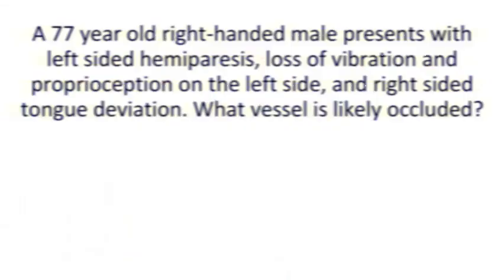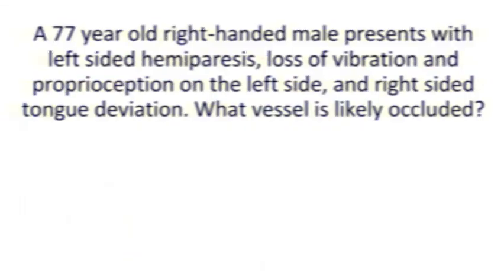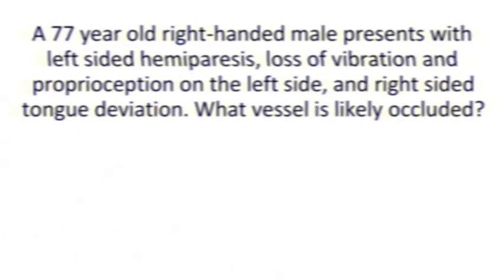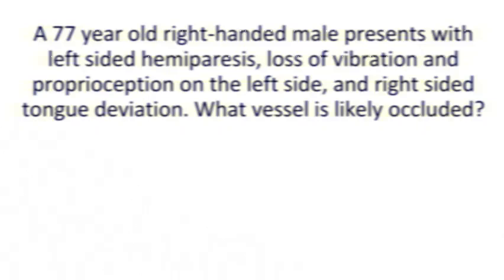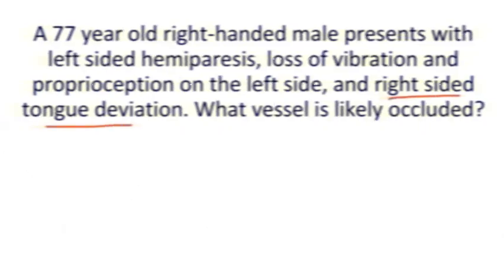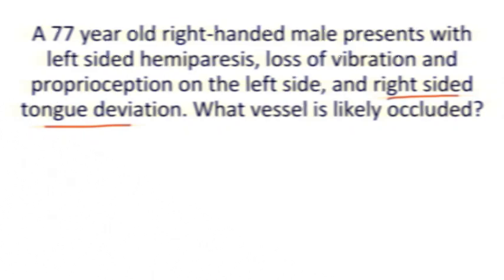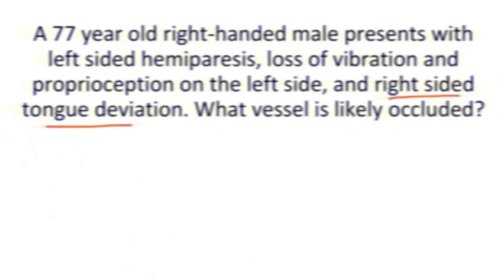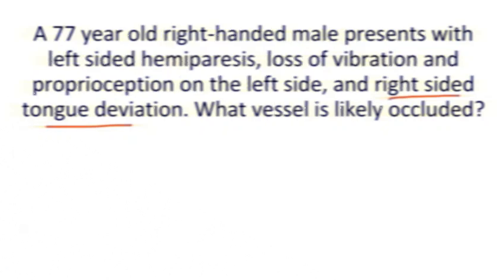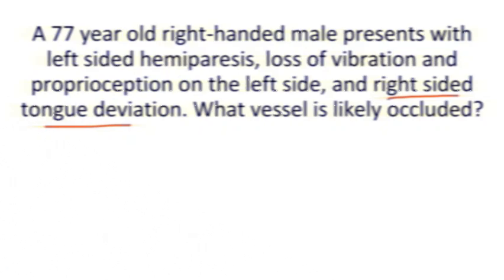A 77-year-old right-handed male presents with left-sided hemiparesis, loss of vibration and proprioception on the left side, and right-sided tongue deviation. What vessel is likely occluded? One of the most prominent clues of this question is right-sided tongue deviation. We've only learned about one vessel that, when occluded, can result in damage to the hypoglossal nucleus, which can cause tongue deviation. Recall that the anterior spinal artery, or ASA, supplies blood to this region, which explains the patient's deviated tongue.